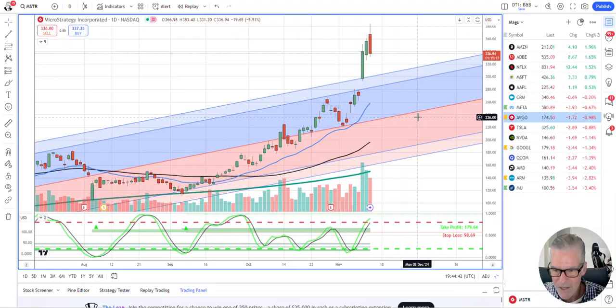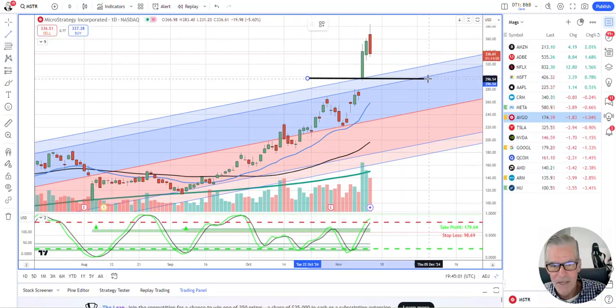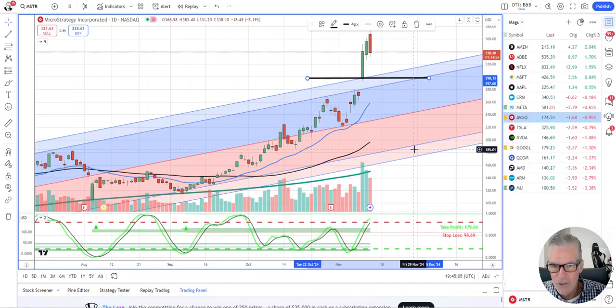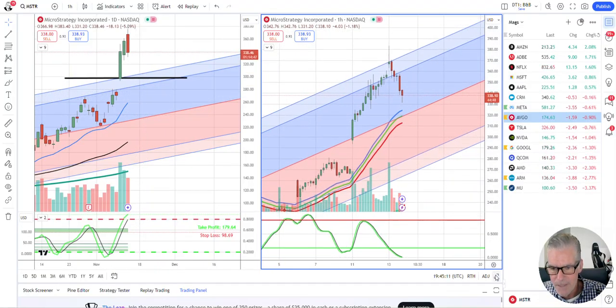Now you don't want to jump in and try to pick up the scraps. Don't pick up the scraps after a really good run. Let it cool off. Let it come back down to support. Wait until you get a better technical setup. This is a horrible technical setup. Now, how far is it going to come down? Well, we don't know, of course, but it does have some gap support around 298, so a dip below 300 probably should be bought. If we get over to the hourly chart, we're going to see something a little more orderly, right?